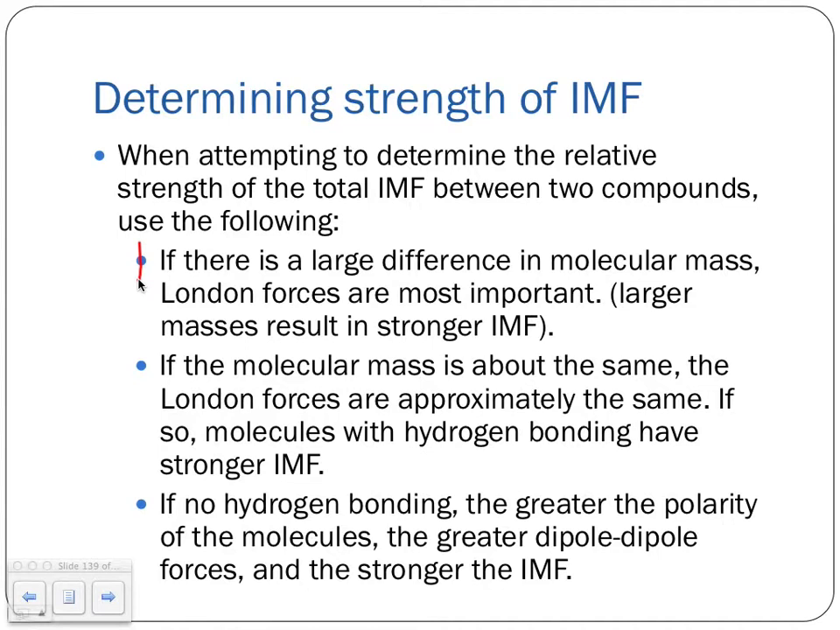Now, if the molecular mass is about the same, there's not a giant difference, the next thing you want to look at is: does it have hydrogen bonding? If there's hydrogen bonding involved, then the one with hydrogen bonding would have the stronger intermolecular forces. So number one, look at which one's the largest. If there's a big difference in size, the biggest ones are going to have the strongest intermolecular forces.